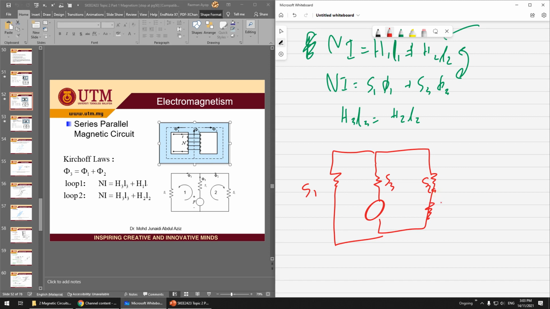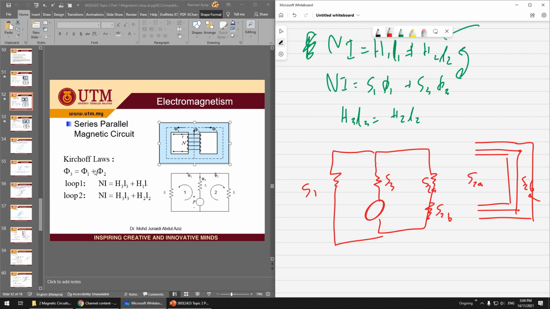So S2A, S2B. If this area is the same, and then this one is larger, and then this one is the same again, then this one until this one and this one until this one, you combine to become S2A, and then this one to this one is S2B, because you have a different area. So be careful and you need to know how to do this.